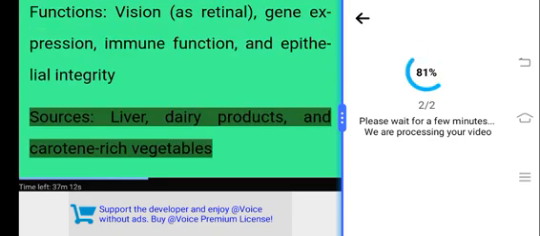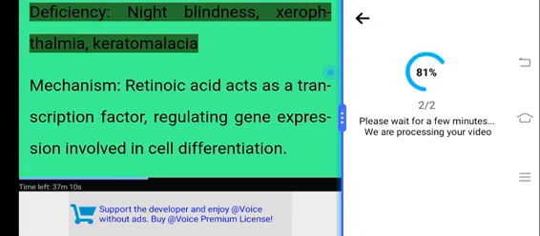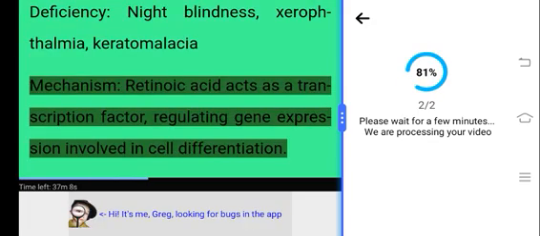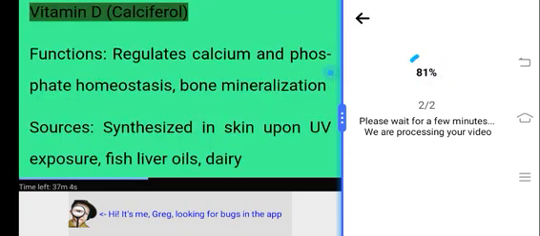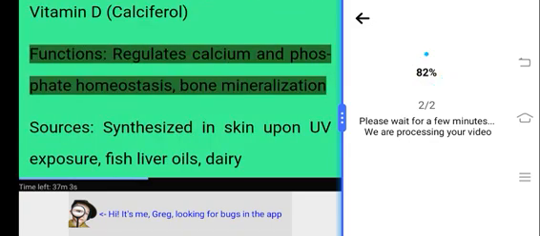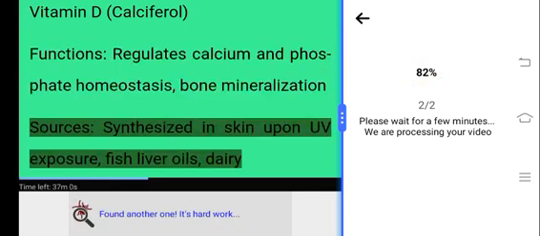Sources: liver, dairy products, and carotene-rich vegetables. Deficiency: night blindness, xerophthalmia, keratomalacia. Mechanism: retinoic acid acts as a transcription factor, regulating gene expression involved in cell differentiation. Vitamin D, calciferol. Functions: regulates calcium and phosphate homeostasis, bone mineralization.